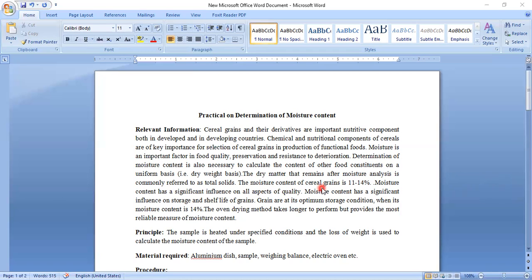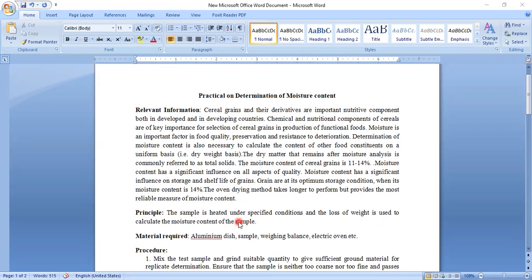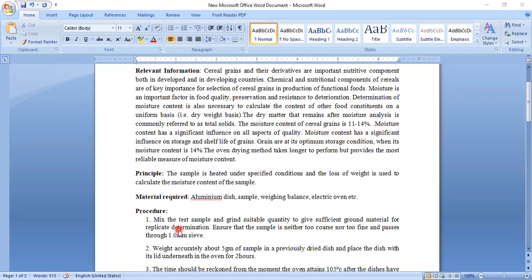The moisture content of cereal grains is about 11 to 14%, and obviously it significantly influences all the aspects of quality. So it is very important to find out how much moisture content is there at the initial stage or during the storage stage. Here we will learn the oven drying method for finding out the moisture content. The principle behind this is that the sample is heated under specified conditions, and the loss of weight is measured in order to find out the moisture content of the given sample.